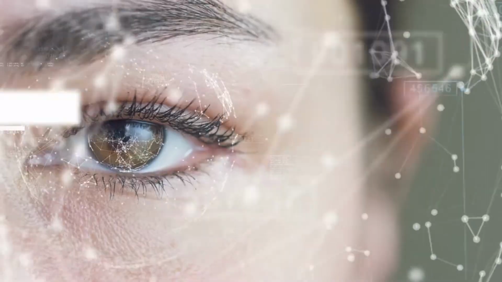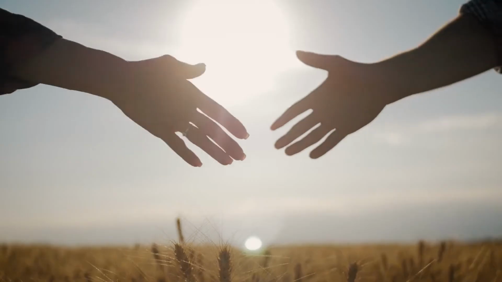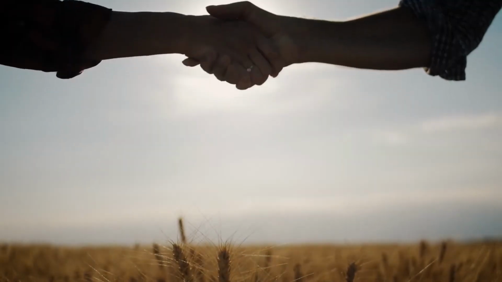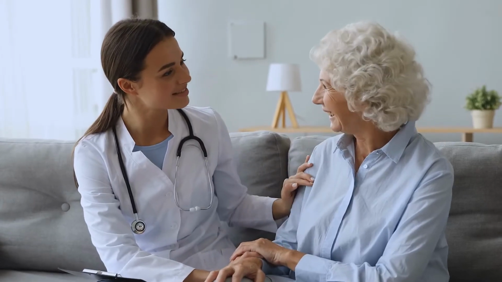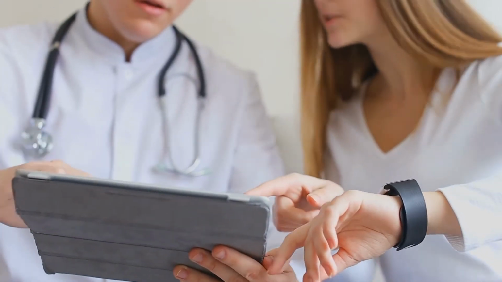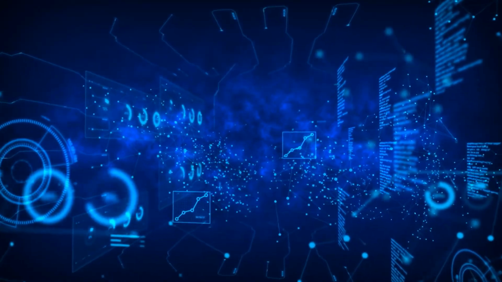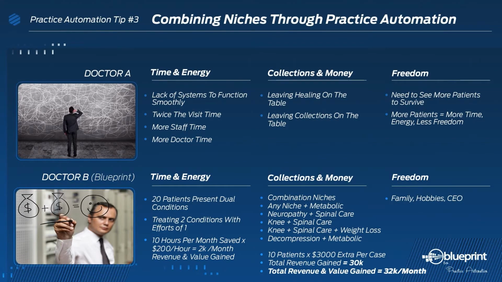Systems, automation, hybrid at-home and clinic models, online education is going to give you the ability to combine niches, build bigger case fees, help more people at one time, help more conditions at one time, and really not be doing the work for 2. You're only doing the work for 1 because of the automation, because of the systems, because of the online education. So let's look at Dr. A and Dr. B on this one.